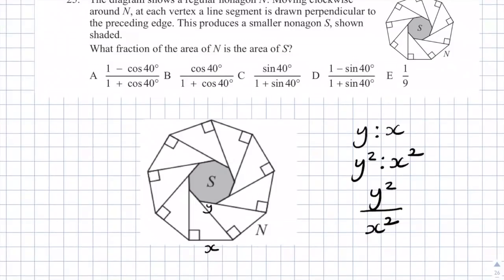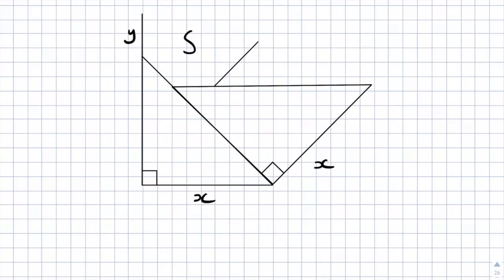So what I've done is I've drawn another diagram which focuses on two right angled triangles which make up the nonagon N. So this is the diagram. As you can see, up here I've got the smaller nonagon S, and here I've drawn two right angled triangles that make up N. And as you can see, we've got X here as our side length for N, and Y, which is our edge for S. So that's also going to be Y, and that's going to be Y.